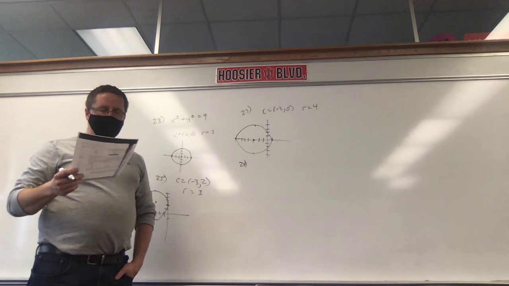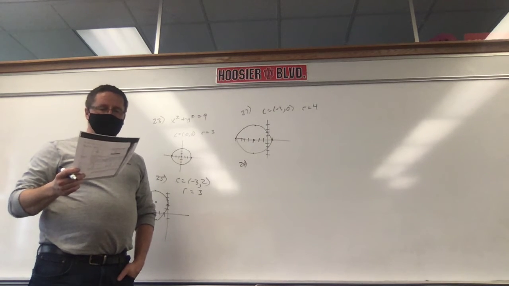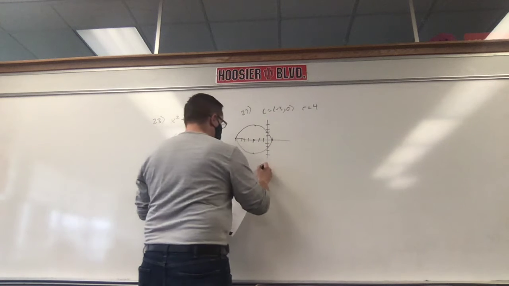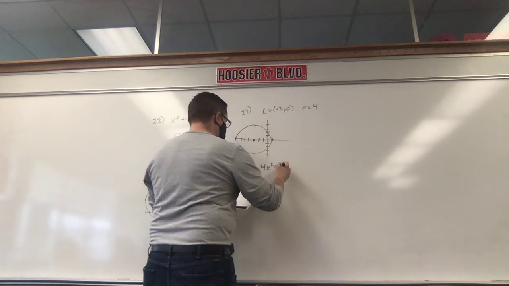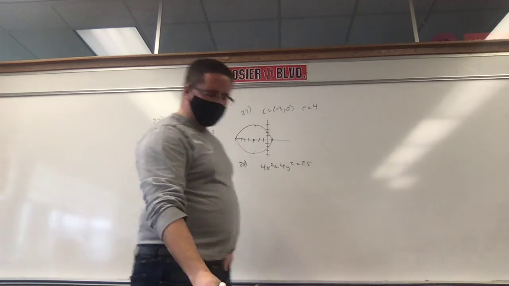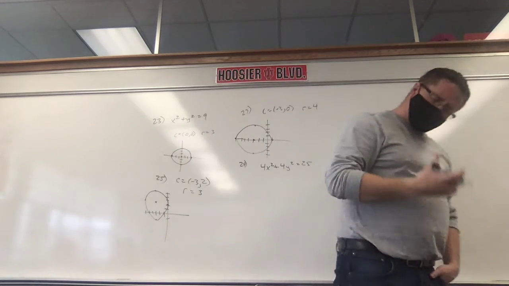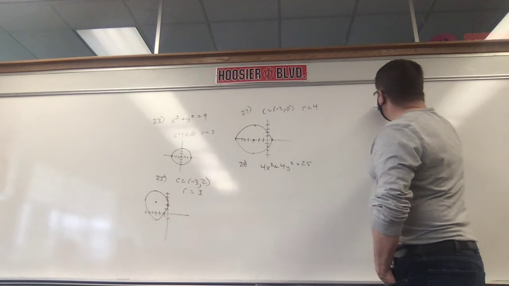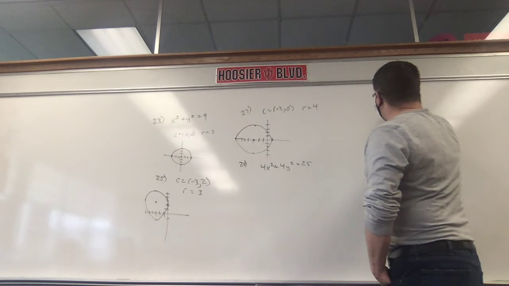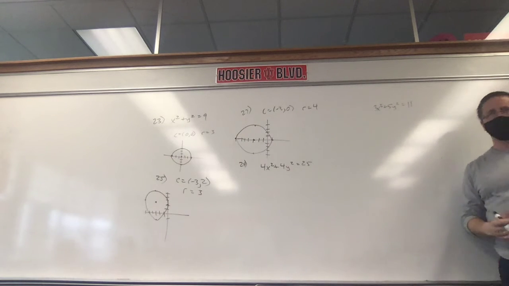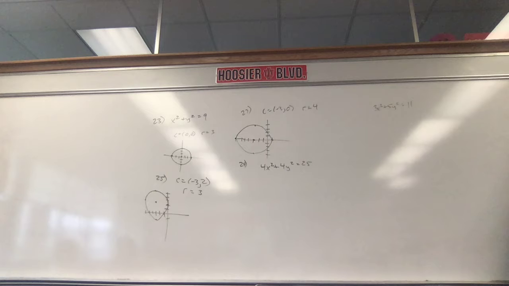Now, I said about 5 minutes ago that for right now, these are all circles. And this 29 is still a circle, okay? Here's an example of something where x is squared and y is squared, but it's not a circle. If I gave you 3x squared plus 5y squared equals 11, that's not a circle.